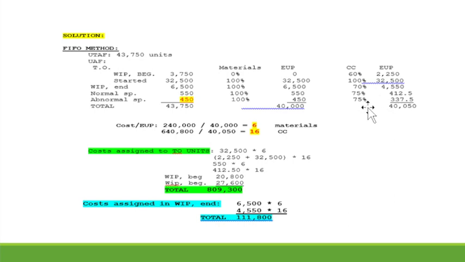So, 75%. So, anong gagawin mo dyan? I-multiply mo lang po. 3,750 times 60% is 2,250 and so on. 32,500 times 100% is 32,500. 65 times 70 is 4,550. 550 times 75, 450 times 75. Okay. 412.5 and 337.5. So, therefore, ang iyong EUP, i-add mo lahat yan is 40,050. 40,050.